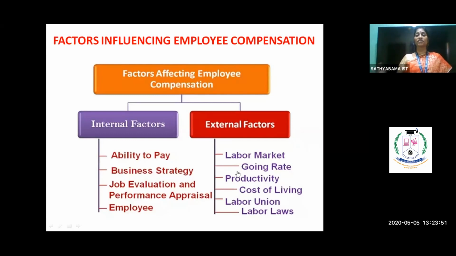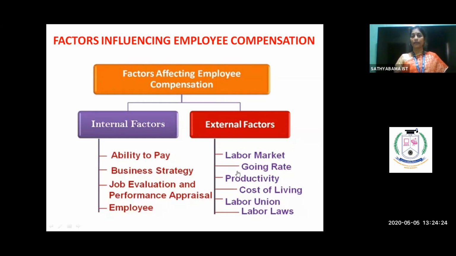Whereas the external factors are uncontrollable. The first one is the labor market. The labor market is nothing but similar types of employees with similar potential, capacities and experience. Whatever pay is there for such employees in the market will be compared while fixing the pay for that particular organization. For example, when you want to purchase a ground, the government value will be different and the market value is different, and whatever you pay to purchase that land will be different.